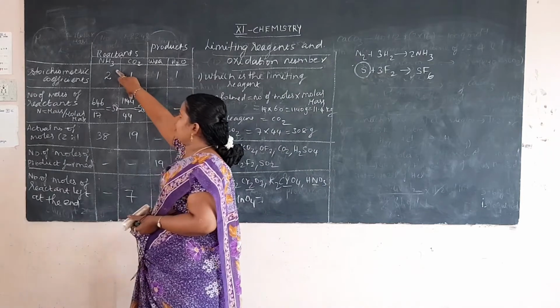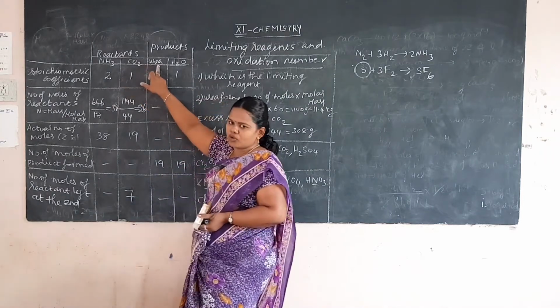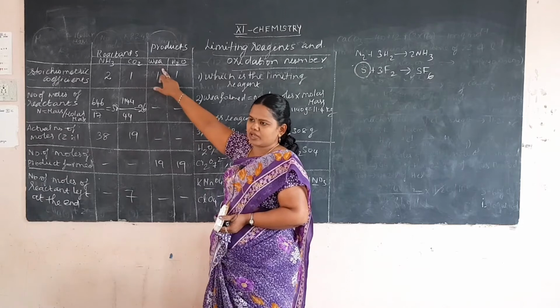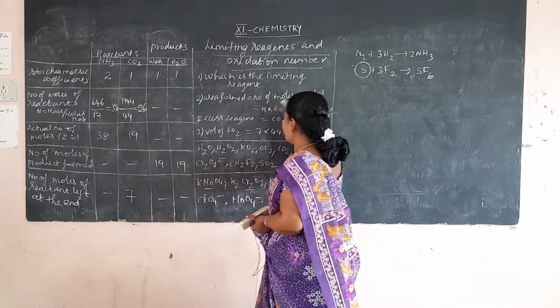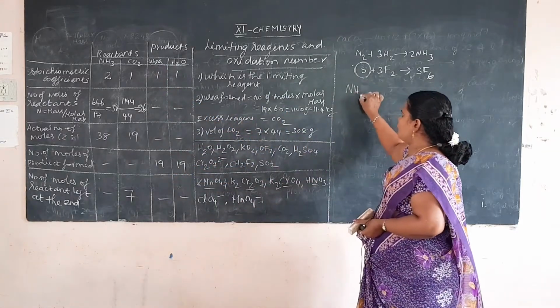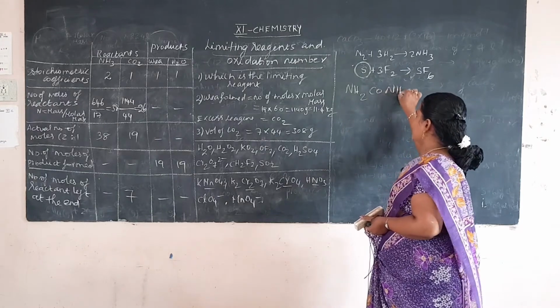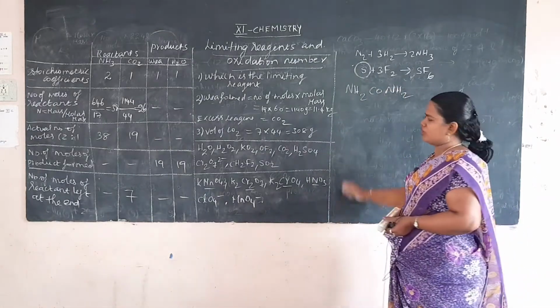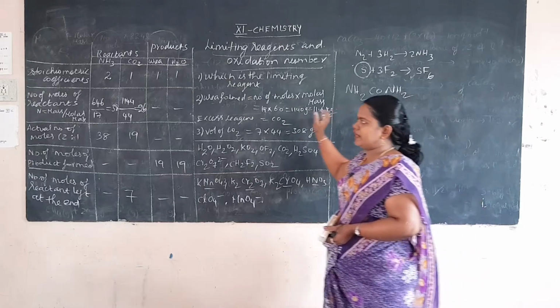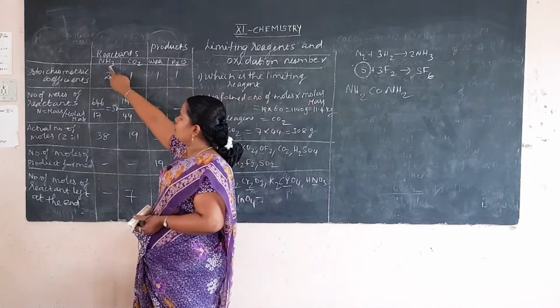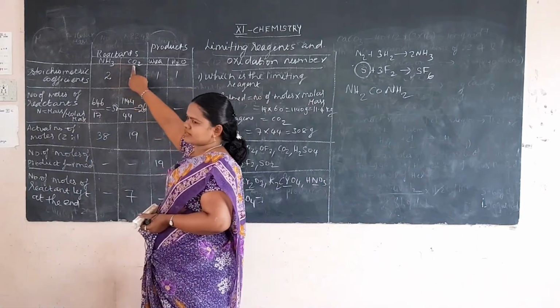For example, the production of urea, which is a fertilizer. NH2CONH2, what is the formula of urea? NH2CONH2, it is a diamide. Because there are two amide groups, it is a diamide. Yes, now ammonia reacts with carbon dioxide.